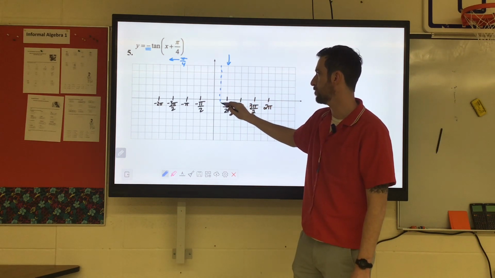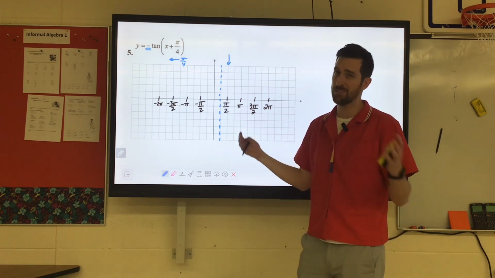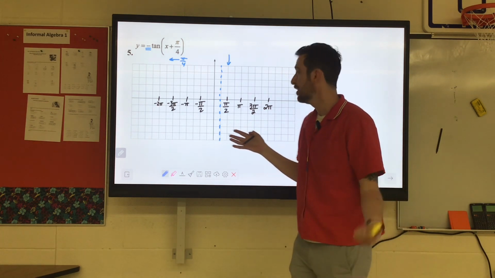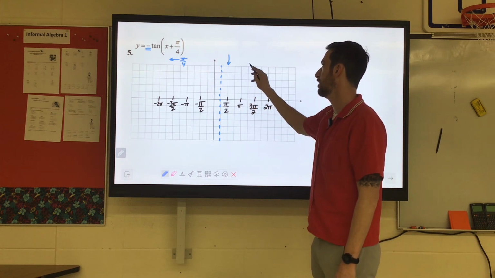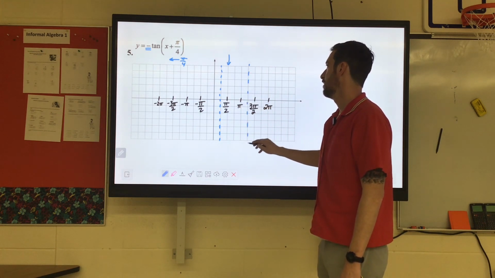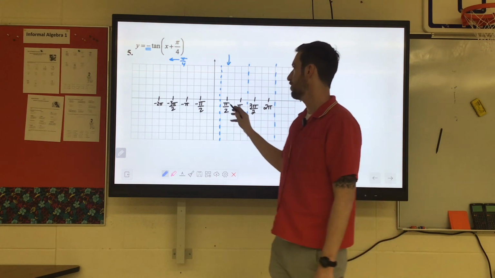So we're going to have an asymptote here at pi over 4. There's not a label there. If you want, you could throw in all kinds of labels. And then it's going to be every 4 spaces. 1, 2, 3, 4. 1, 2, 3, 4. We'll go left.